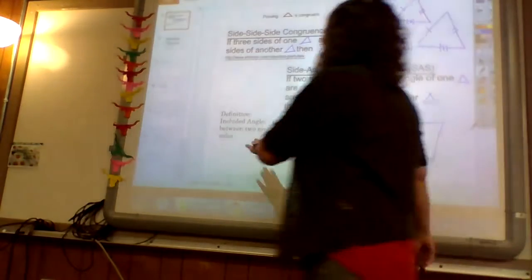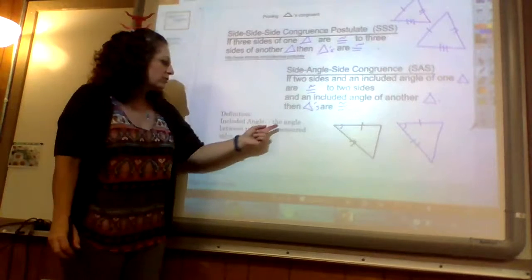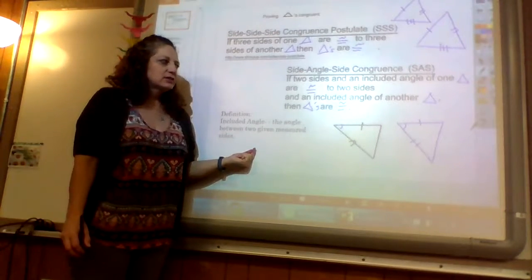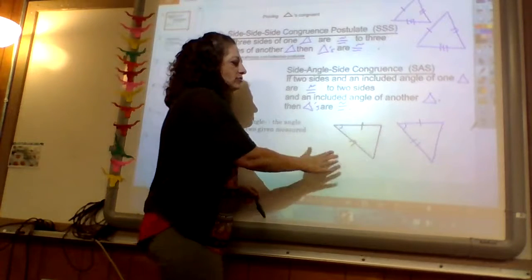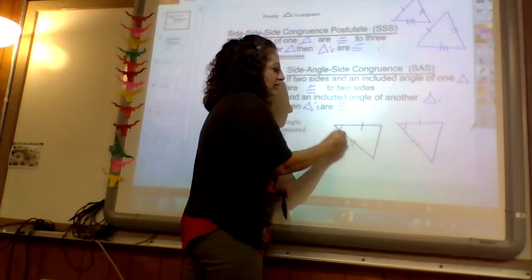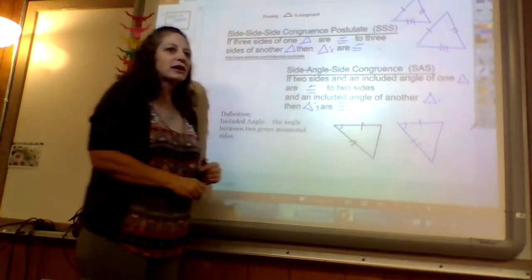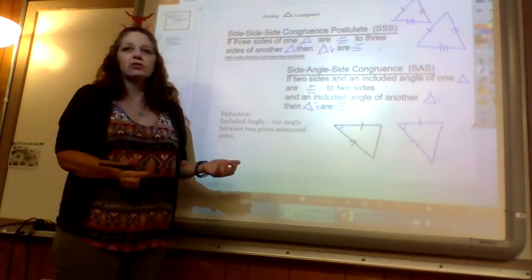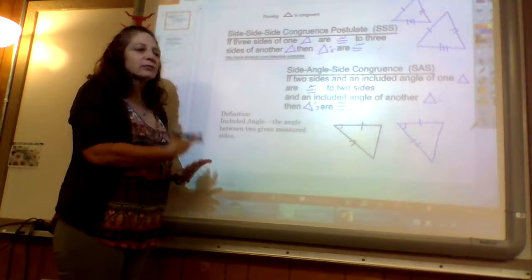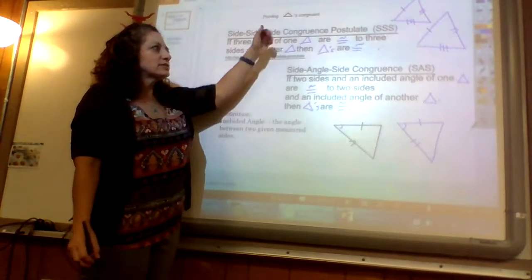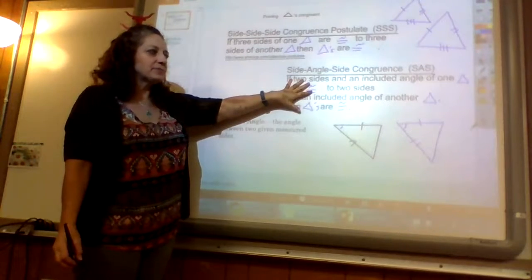There's a little definition that goes with that. Included angle, the angle that's in between the 2 given measured sides. So again, as you're looking at those triangles, the relationship is a side, then an angle, then a side. And they have the same relationship, side, angle, side. And that proves that triangles are congruent. We did that with the sticks and everybody came out with the same exact triangles. So 2 ways, side, side, side, and side, angle, side.